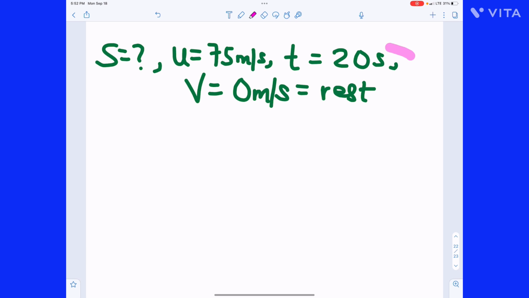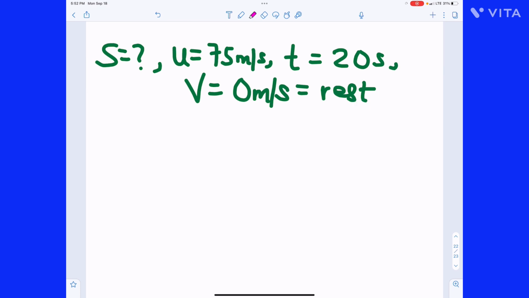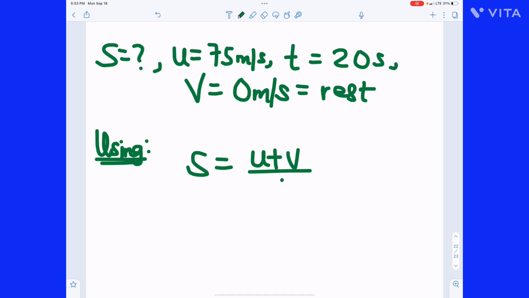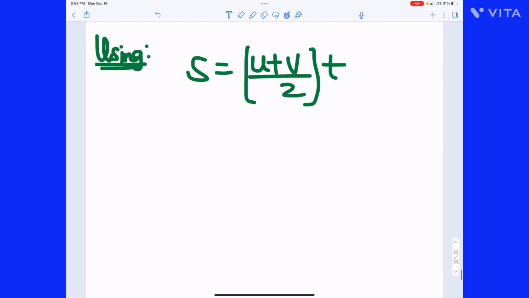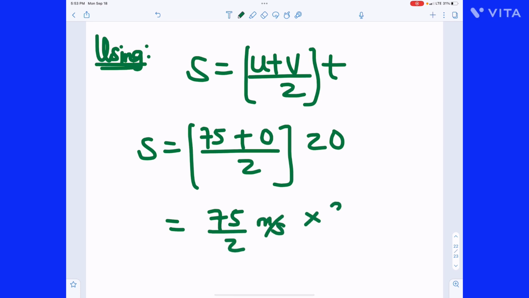Now we need to use a formula connecting S, U, V, and T to find our S. If you inspect your equations of motion, you will see that the one that fits this task is: distance traveled is average velocity times time. So distance traveled is U plus V over 2 times time. That is 75 plus 0 over 2 times 20. So that's 75 over 2, 75 in meters per second, times 20 seconds.